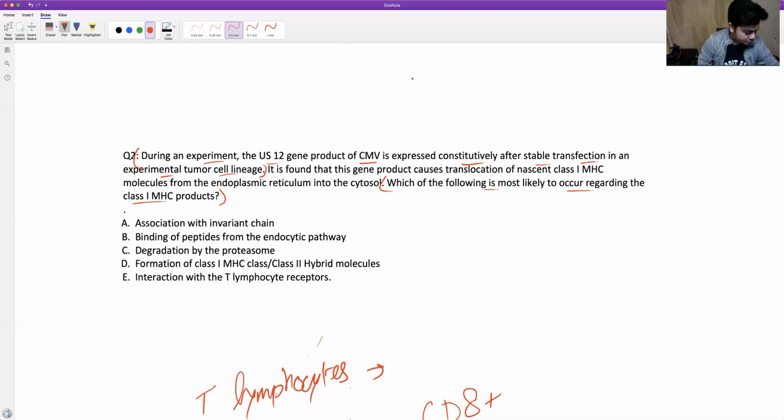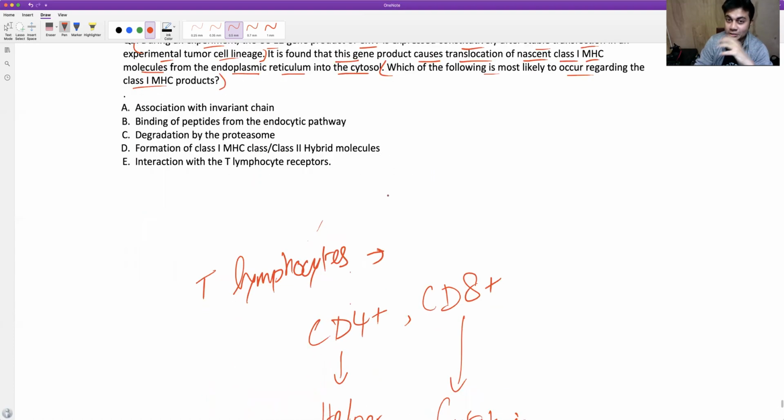The CMV gene product is expressed constitutively after stable transfection in an experimental tumor cell line, right? So they're saying that this virus, the CMV, has this gene US12, whatever the gene is, and it is getting expressed when this virus is transfected. That means they put the virus into some experimental tumor cell, and inside the cell, this virus is expressing this US12 gene. That's fine. All right, so what do they say next? It is found that this gene product causes translocation of nascent class 1 MHC molecules from the endoplasmic reticulum into the cytosol. Well, now it's getting really intense, right?